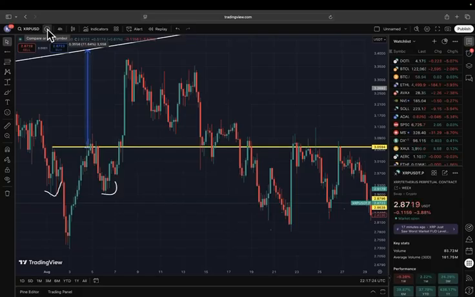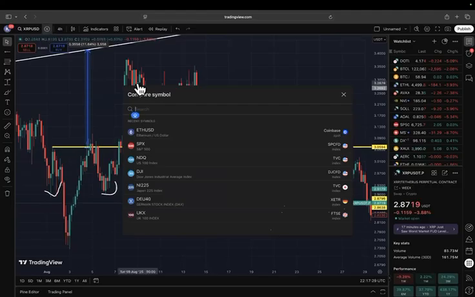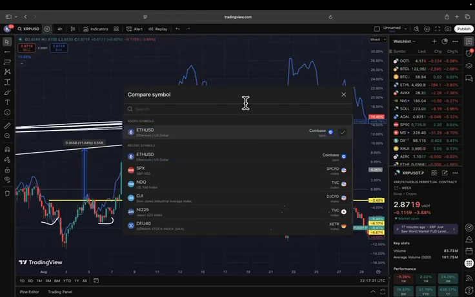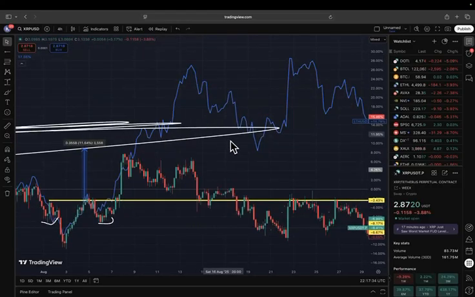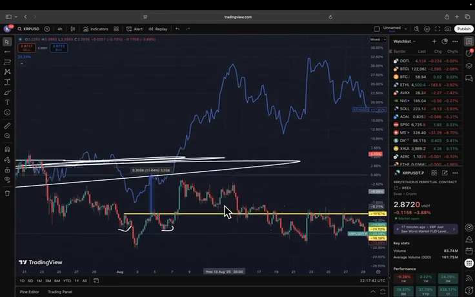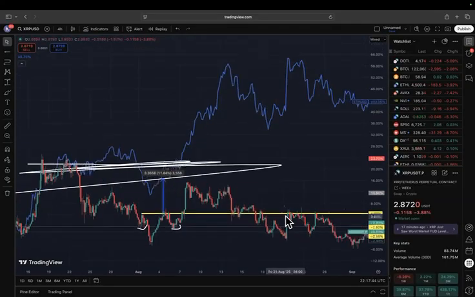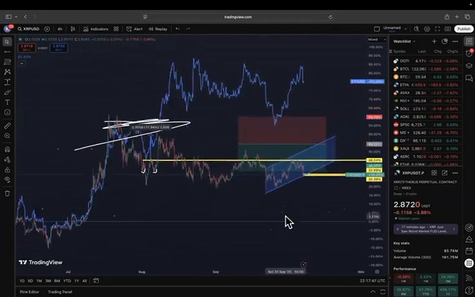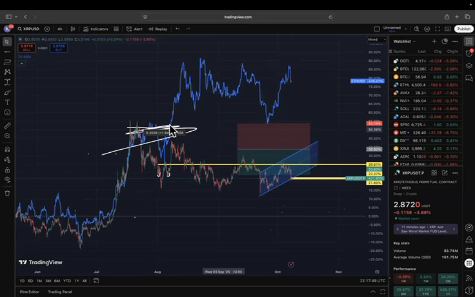If you want to add another chart, say you want to compare this chart with Ethereum, right? That is the Ethereum chart and this is the XRP chart. So it's showing you which one has outperformed, which one is performing where on both charts. I will show you that. Currently, you definitely see that Ethereum is performing well against this, right? So yeah, that's just that for you.